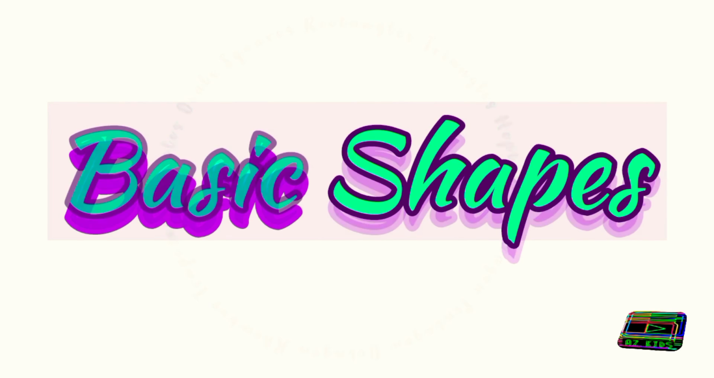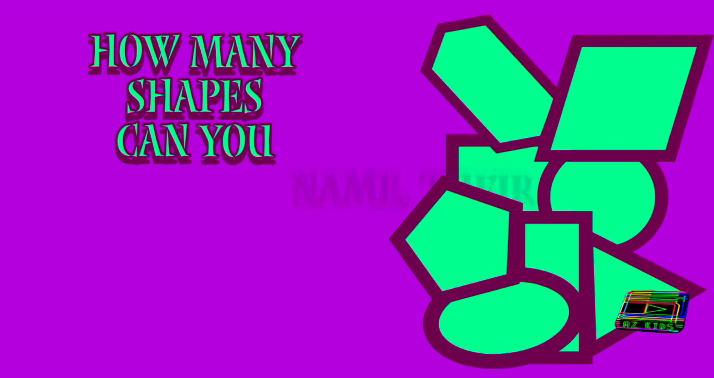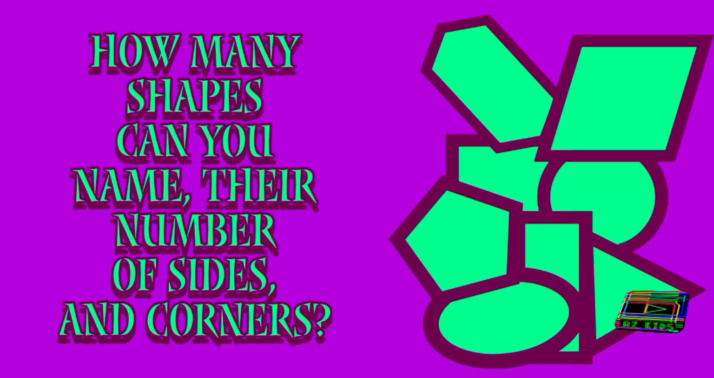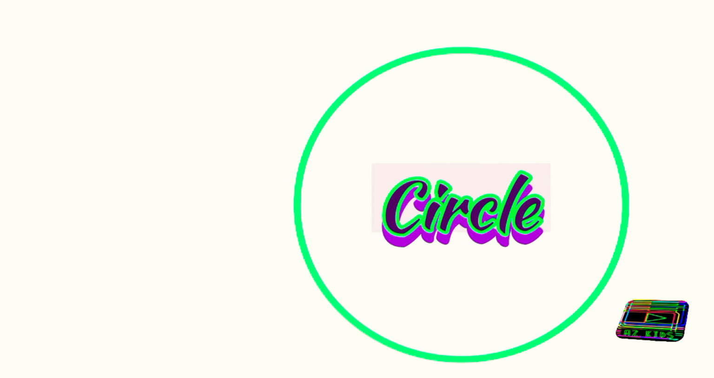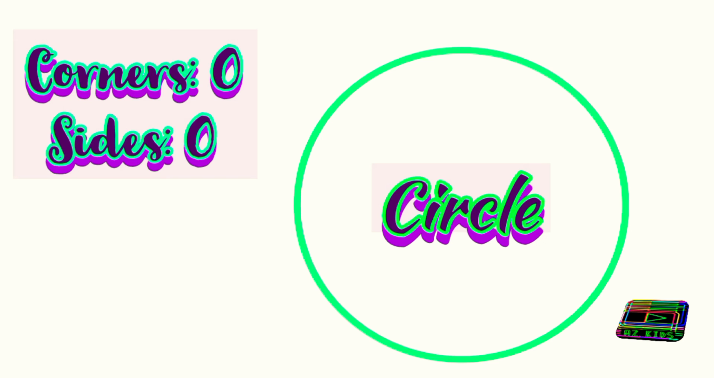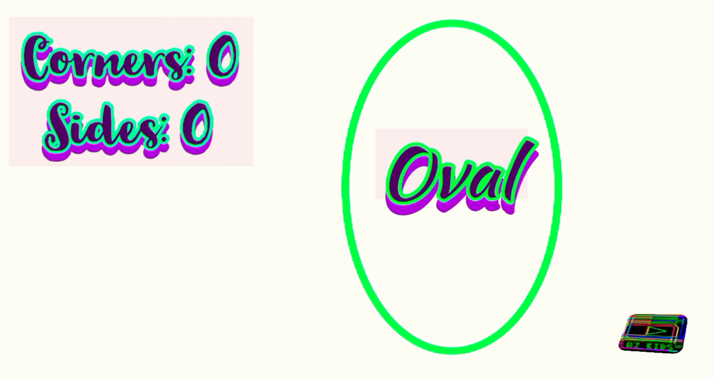Basic shapes. How many shapes can you name their number of sides and corners? This is a circle. A circle has 0 corners and 0 sides. This is an oval. It has 0 corners and 0 sides.